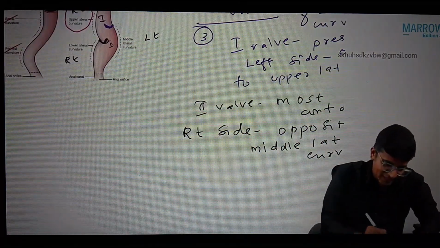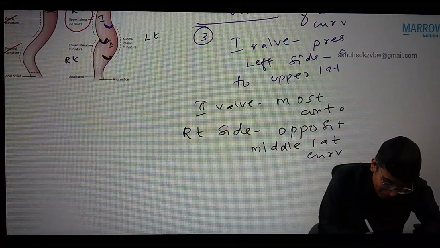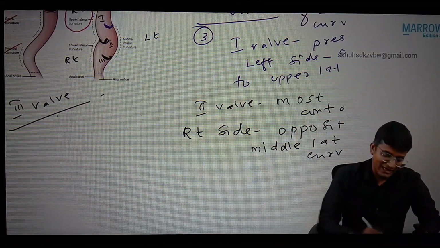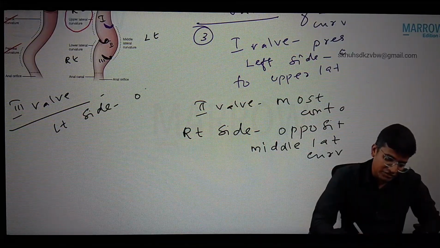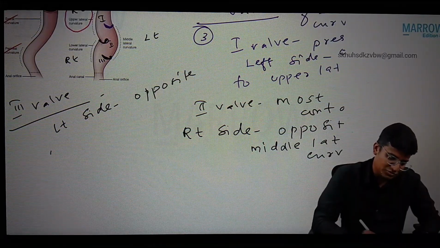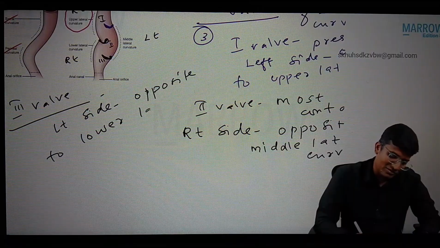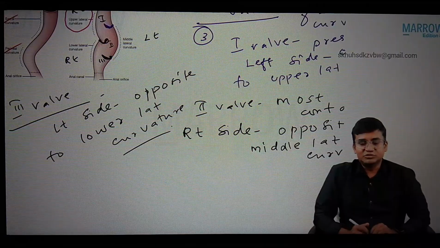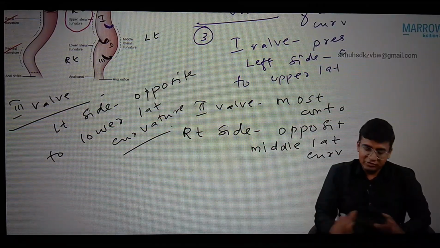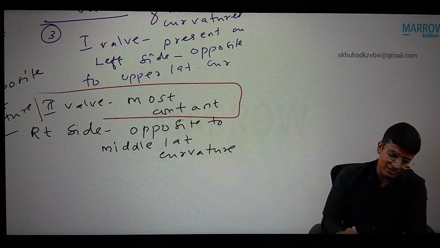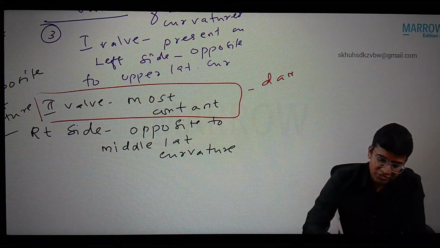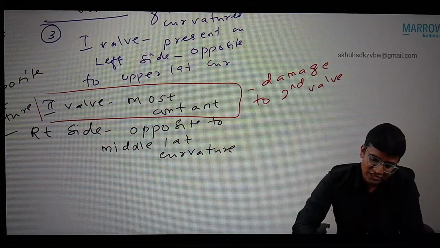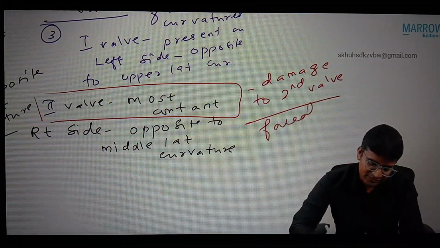Now here we have the third valve. The third valve is present again on the left side, opposite to the lower lateral curvature. So these are the three Houston's valves we have. I told you already, the second valve is the most constant valve. Damage to the second valve results in fecal incontinence.